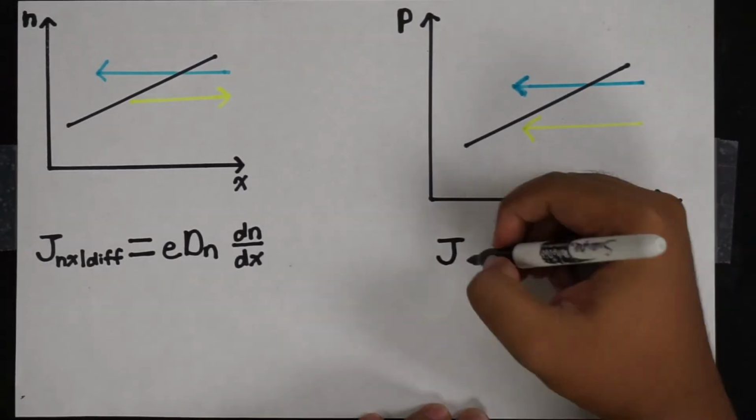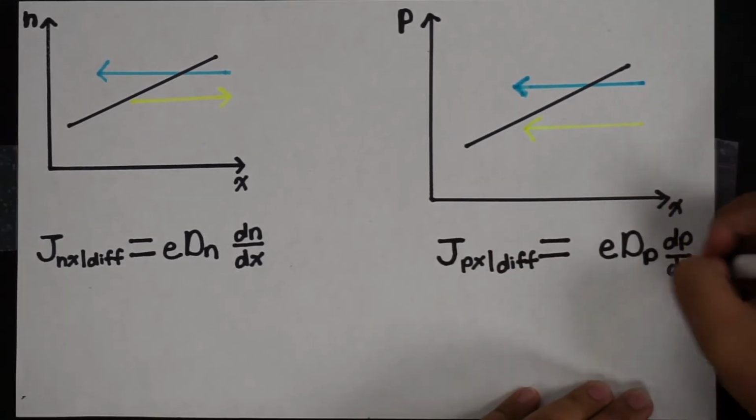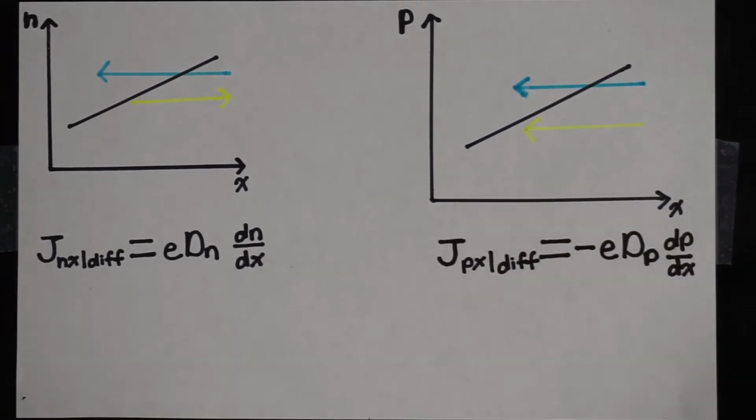The hole diffusion current density is J sub p equals negative E times D sub p dp/dx, where E is the charge of an electron, D sub p is the hole diffusion coefficient, which is in centimeters squared per second, and dp/dx is the change in hole concentration over a set distance. Thus, these are diffusion current densities for both an electron and hole respectively. Both are directly proportional to the concentration gradient.